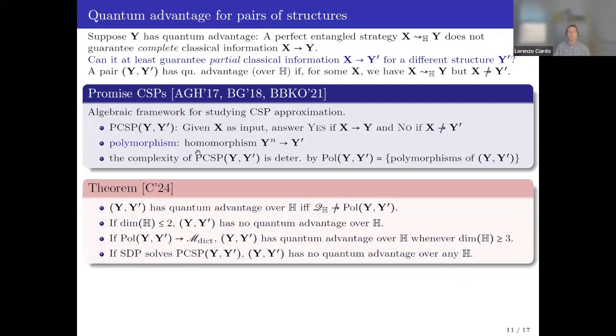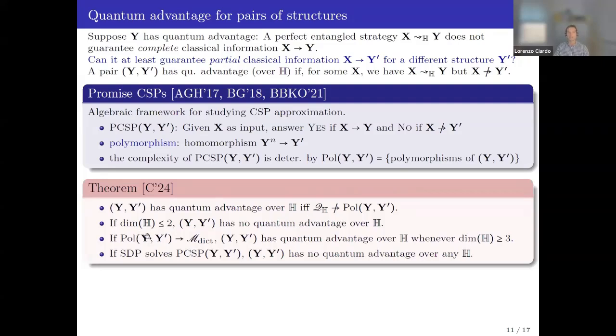Okay, so why am I talking about this? Well, it turns out that we can study quantum advantage for pairs of structures by using the same tools as quantum advantage for single structures, right? So essentially, the facts that I mentioned before keep holding for this more general setting. So a pair (A, B) has quantum advantage over H precisely when there is no minion homomorphism from the quantum minion to the polymorphisms.